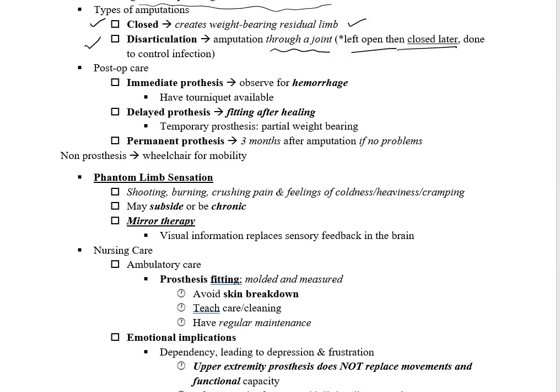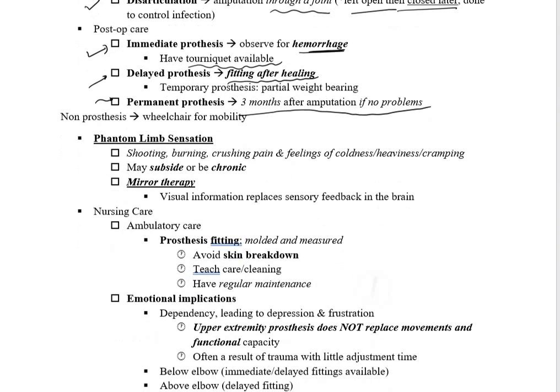Now, with post-op care after the amputation, we have to use different kinds of prosthetics. We can use the immediate prosthetic, but with the immediate prosthetic, we need to check for hemorrhage. If it is bleeding, you need to have a tourniquet available right at the moment. You can also have the delayed prosthetic, which is fitted after healing. These are still temporary for partial weight bearing. And then you can have the permanent weight-bearing prosthetic, which is given 3 months after the amputation if there is no apparent or visible problem.